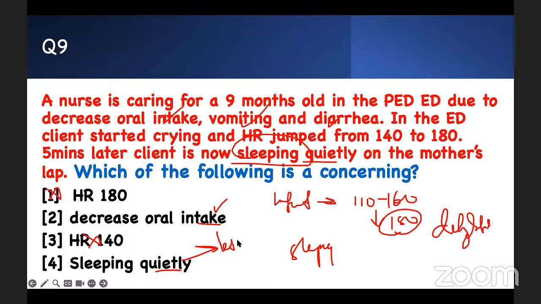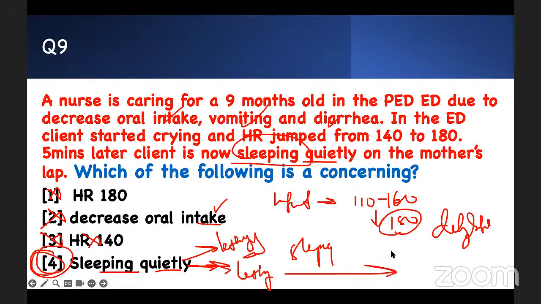I don't want to give you the word lethargy, but use your critical thinking. A kid who's been vomiting, who's been having diarrhea, he cannot take any food, and all of a sudden he's sleepy, he has lethargy. This lethargy is why he's sleepy. 2 is wrong. 3 is wrong. Number 4 is your answer choice. Sleeping quietly is lethargy. And lethargy is part of B sharp. It's a neurological problem. The kid is dehydrated and is lethargic.